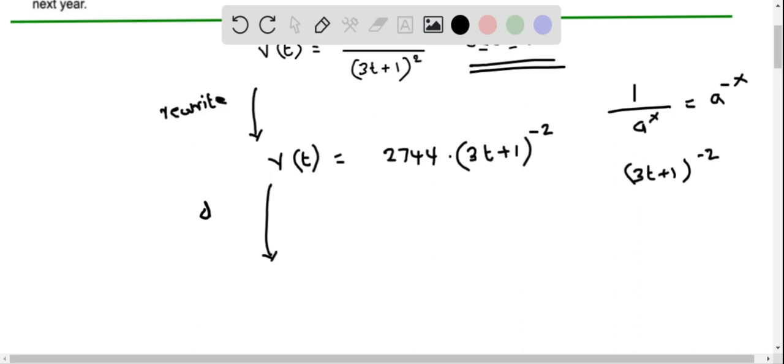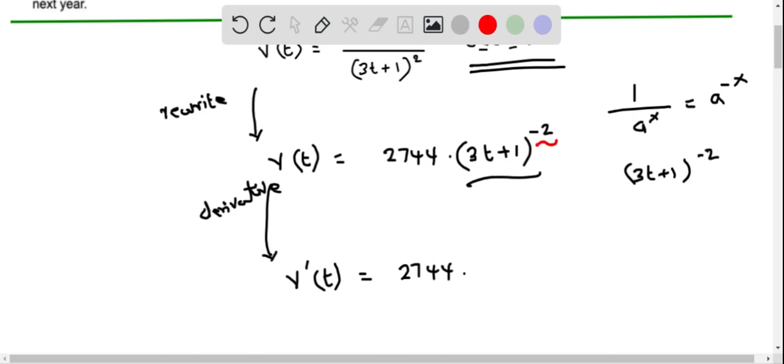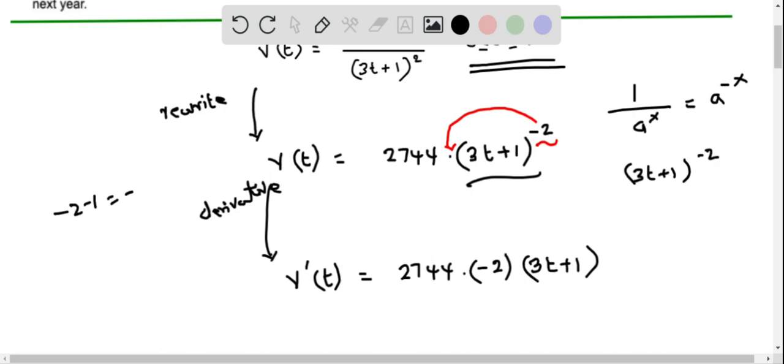So let's find the derivative now. We find the derivative with respect to t. So therefore this becomes v prime of t, and this equals 2744. We now apply the power rule of derivative. It says that we have to put the power in front, that is negative 2. So I get negative 2, and then raise this 3t plus 1 to the power of this negative 2 minus 1. So it will be negative 2 minus 1, and this equals negative 3. So we have to put negative 3 here.